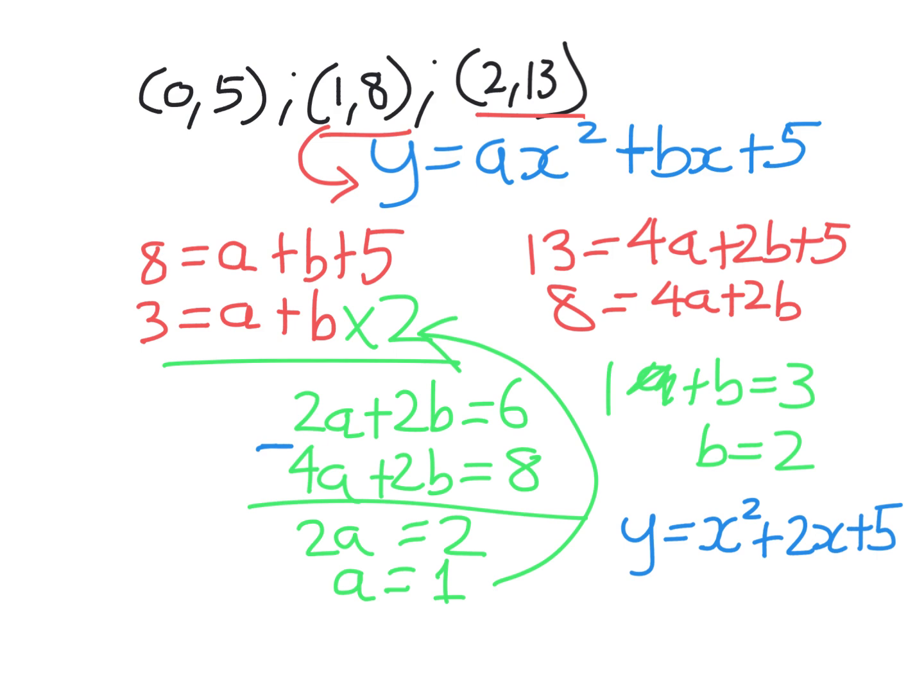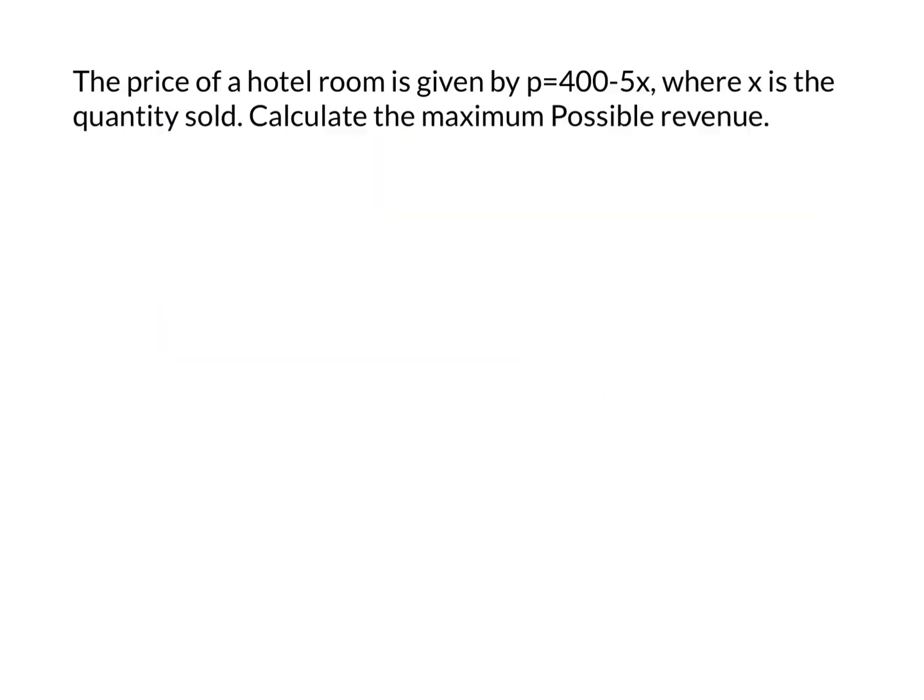All right, let's now look at some max-min problems. So a C-level student knows that the minimum or maximum value of a quadratic function occurs at x equals minus b over 2a. On the other hand, a B-level student will be able to solve a question like this, where we're going to have to come up with the quadratic function ourselves and then find its minimum or maximum value.